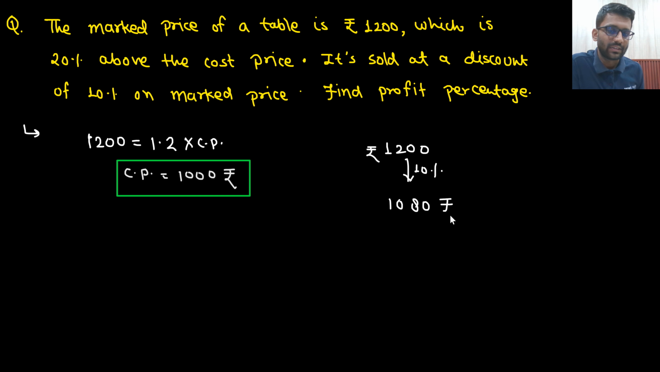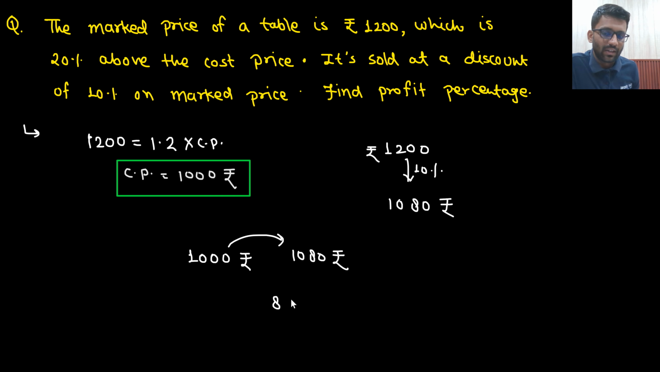1080. So you are selling it in 1080. So find the profit percent. You got it in 1000 rupees and you are selling in 1080 rupees. So what is the percentage? 8%. Right?